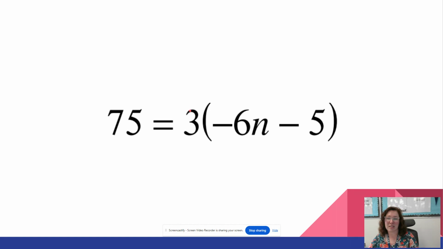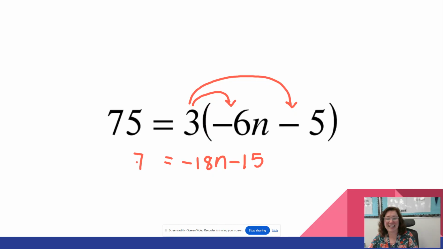Okay, a little tricky because we've got the parentheses. That means to distribute or multiply. 3 times negative 6 is negative 18, and we have to have the n attached to it. And then 3 times a minus 5 is a minus 15. We have to pay attention to the sign. And now it's just a two-step equation. Add 15 to both sides of the equation, and then divide by negative 18.